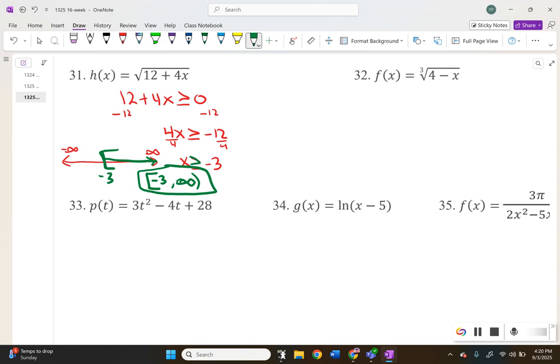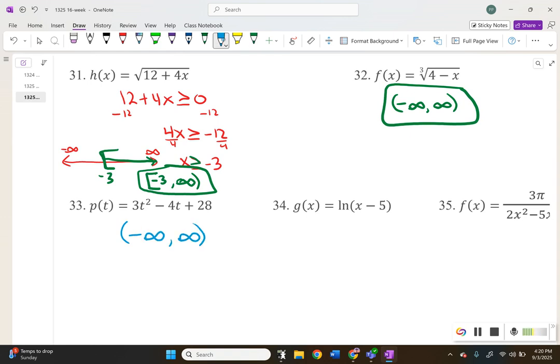Number 32. Number 32 does not have a denominator, it does not have a logarithm, and it does not have an even-rooted radical. So it does not have any issues. It is continuous everywhere. Number 33. Number 33 does not have a logarithm, does not have a denominator, and does not have an even-rooted radical. So it does not have any issues. So it is also continuous everywhere.